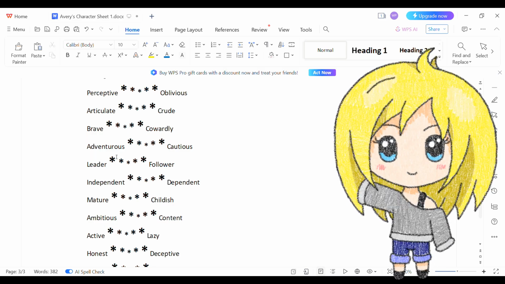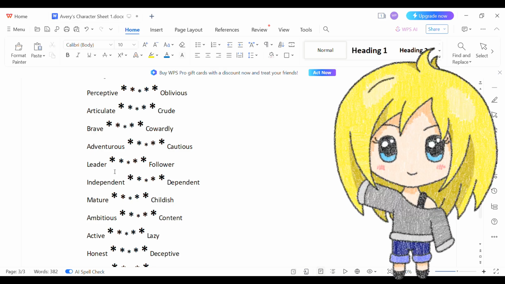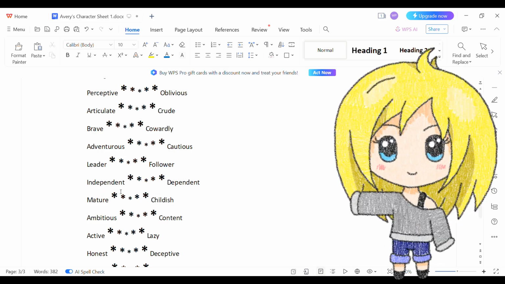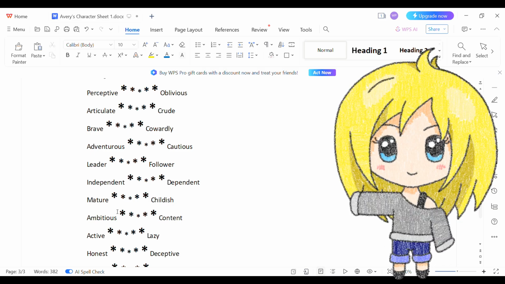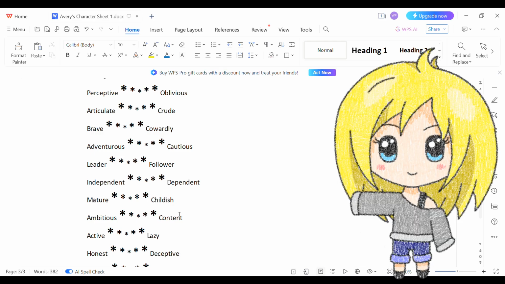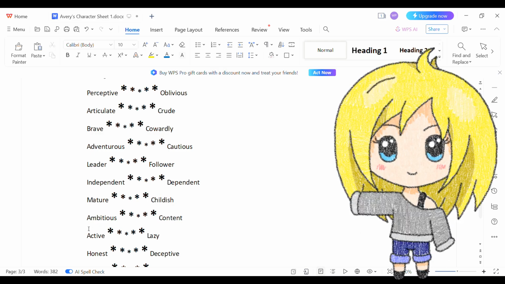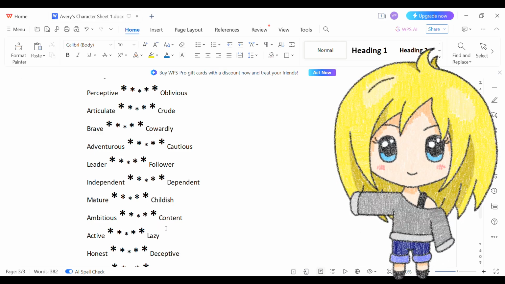Are they adventurous or are they cautious? Are they a leader or are they more of a follower? Are they independent or are they quite dependent on others? Are they mature or are they rather childish? Is your character an ambitious person or are they content with their life as it is?